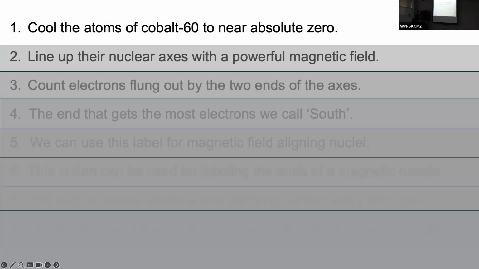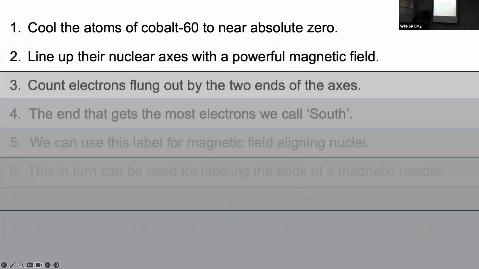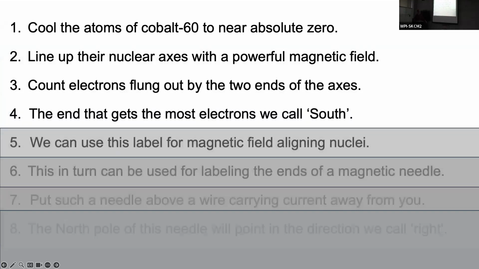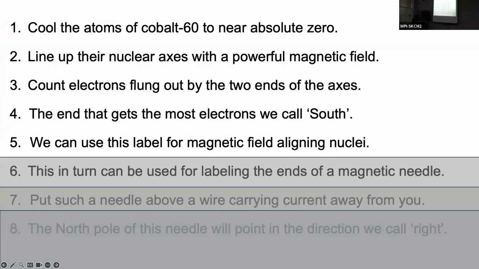Cool the atoms of cobalt 60 to near absolute zero, line up their nuclear axes with a powerful magnetic field, count the electrons that are flung out the two ends. The end that gets the most electrons, we call that south. We can use this label for aligning the magnetic field in which the experiment was carried out. And this magnet then can be used to label the poles of any other magnet.